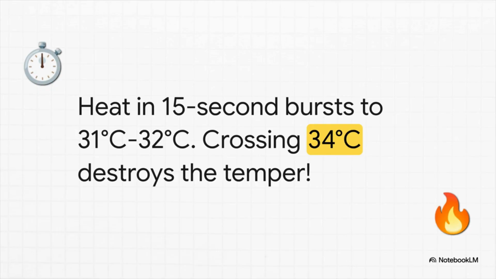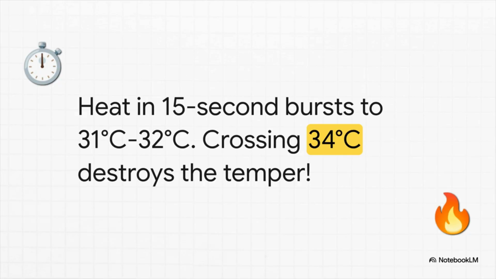Now here's the vital secret to this method. You aren't actually melting the chocolate completely. You're merely softening the existing Form V crystals into a workable state, bringing it to exactly 31 to 32 degrees Celsius. If you slip up and accidentally cross 34 degrees, the temper is completely lost, the crystals are destroyed, and the whole method fails.